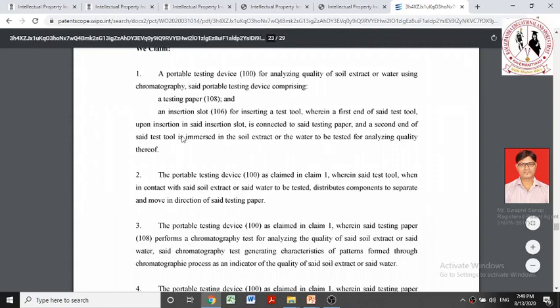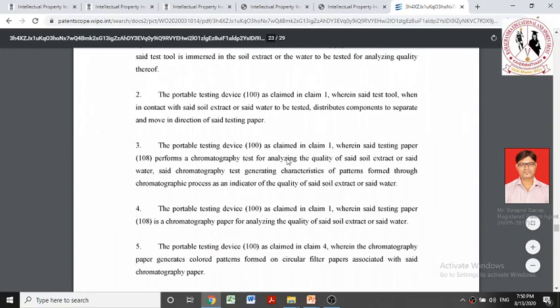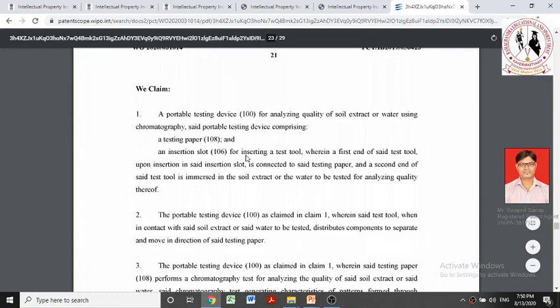and he has also included that there is an insertion slot 106 for inserting the test tool, wherein a first end of the said test tool, upon insertion in the said insertion slot, is connected to said testing paper, and a second end of the said test tool is immersed in the soil extract or the water to be tested for analyzing quality. So this should be clear to you.